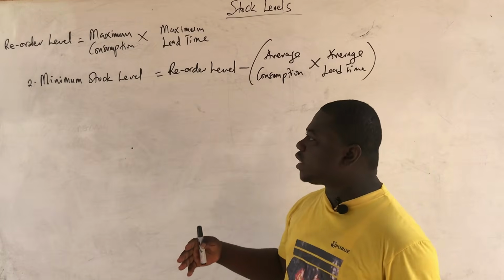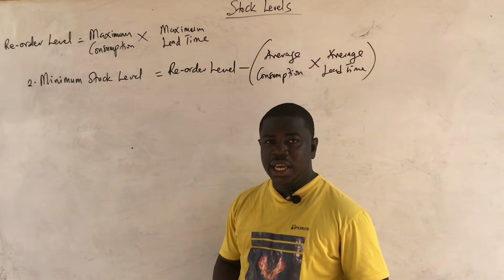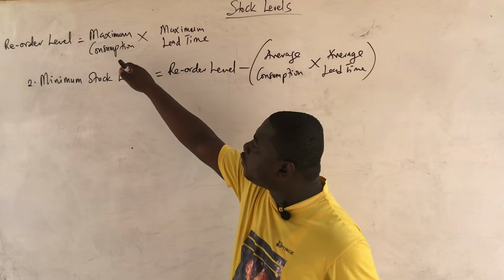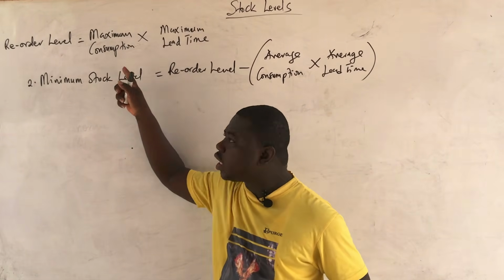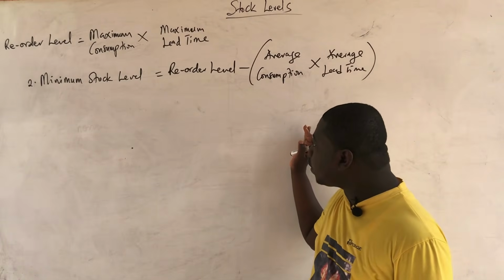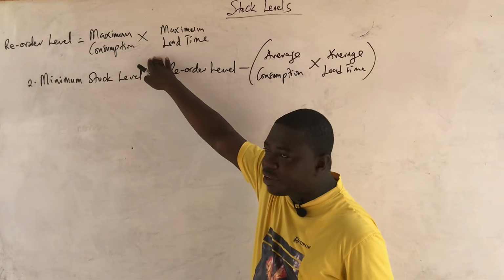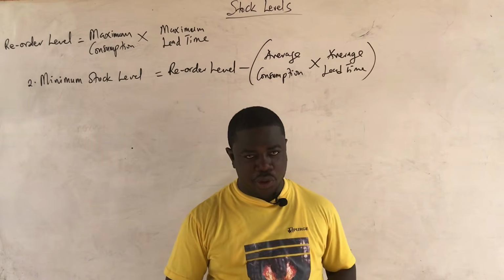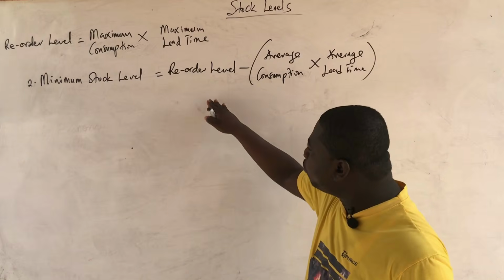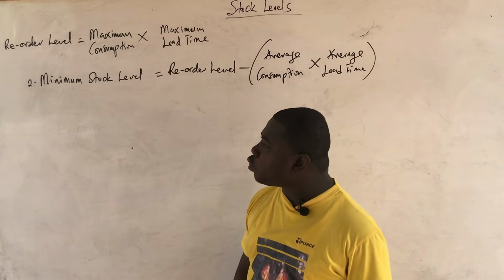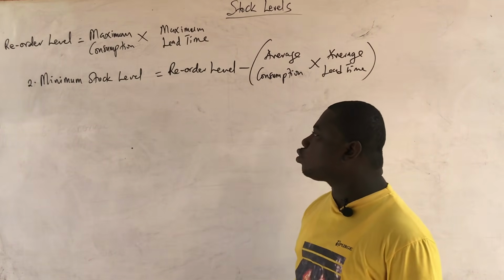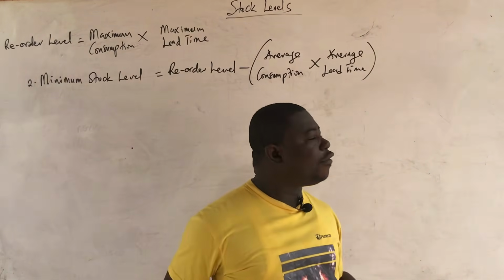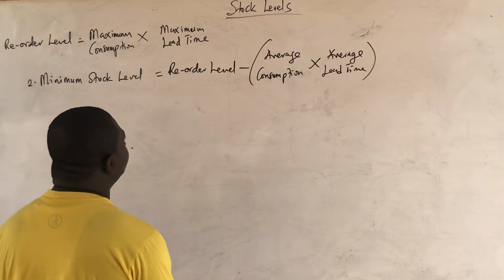Now you'll be given a question and you'll be required to calculate all of these levels. Looking at the second formula, it means that if you get the calculation of the reorder level wrong, you're going to get the calculation of the minimum stock level wrong as well, because the answer from the first one is what you are going to input into the second formula to solve for your minimum stock level. So that is the formula for the minimum stock level.